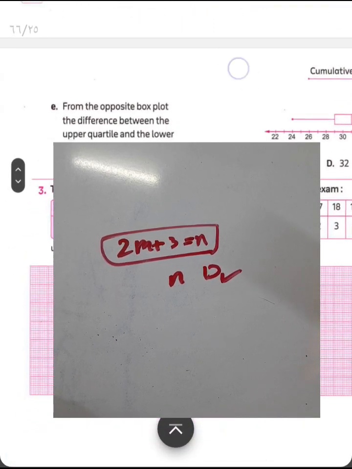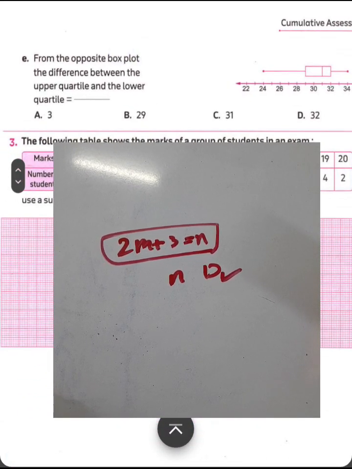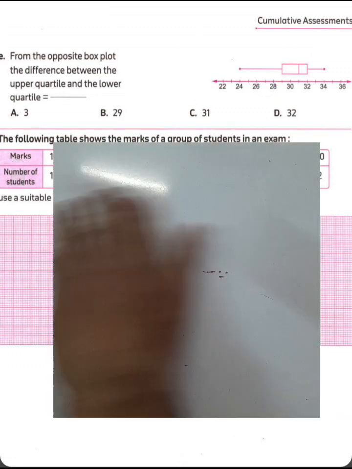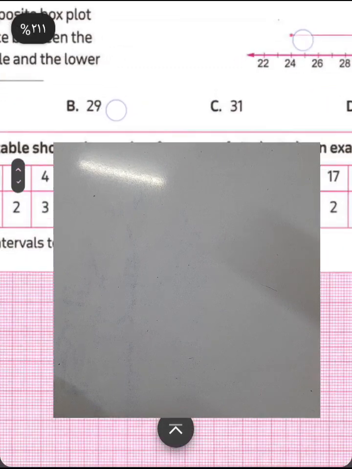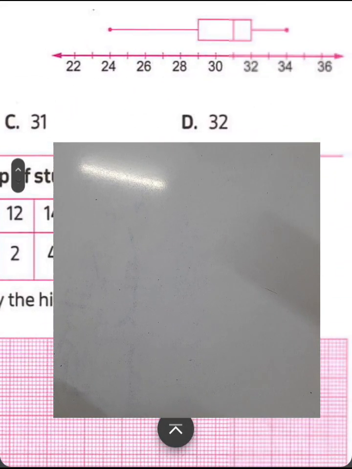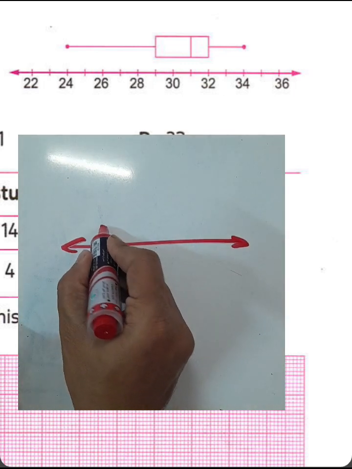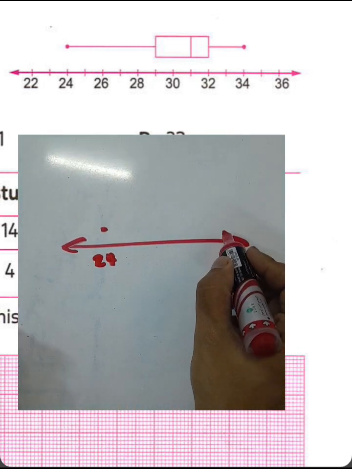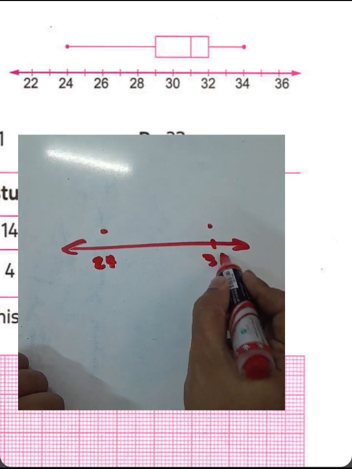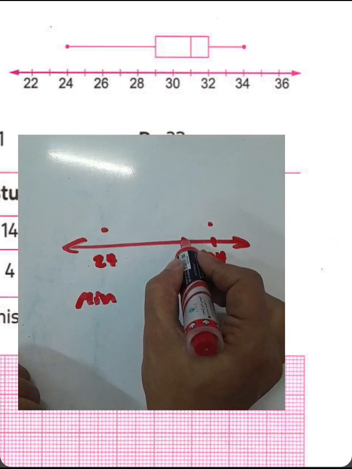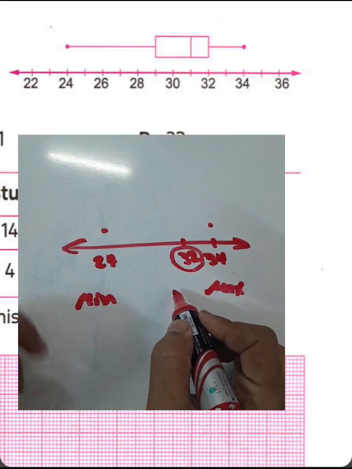Question letter E. From the opposite box plot, the difference between the upper quarter and the lower quarter equals space. Okay. First we must find the median, lower quarter and upper quarter here. Look at here with me. He draws a number line and the minimum was 24 and the maximum here equals 34. It's a minimum and it's a maximum. And 32 we called the upper quarter.